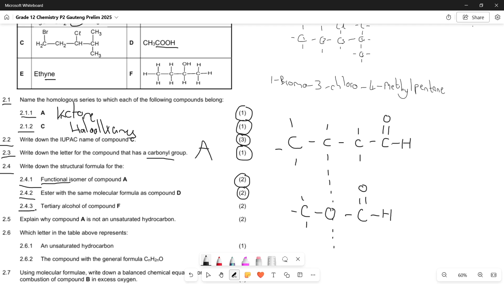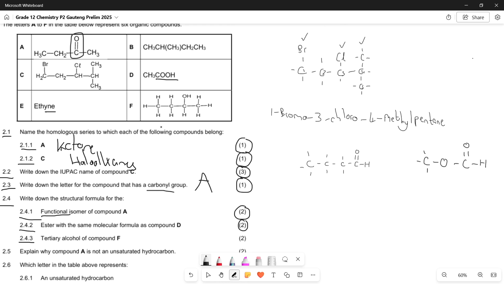So then 2.4.3, the tertiary alcohol of compound F. So we have primary, secondary, and tertiary alcohols. And we can first see that this alcohol here, this hydroxyl, is attached to a C that is attached to 2 other Cs, which means that in a scenario like this, if this whole side was gone, this would be a primary alcohol because there's only 1 C attached to the C that the hydroxyl group is attached to. So it's not about it being attached on the first or the second C, it's about how many Cs are attached to the C that the hydroxyl group is attached to, which means that in this scenario, we're currently dealing with a secondary alcohol because there are 2 Cs attached to the C that the hydroxyl group is attached to.